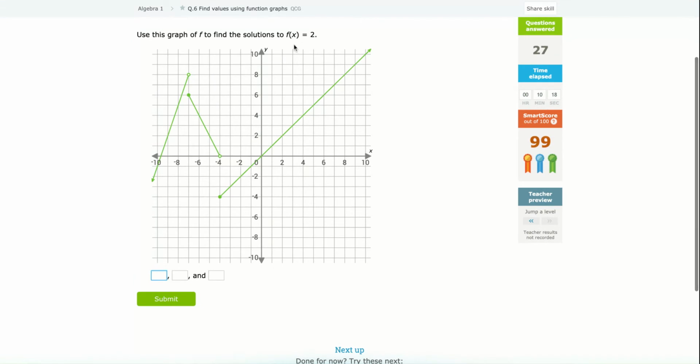Last problem, we have an output of 2, so I come up here to 2, look left and right. I have one point here, one point here, and one point here. Those 3 points have x values of -9, -5, and 2.